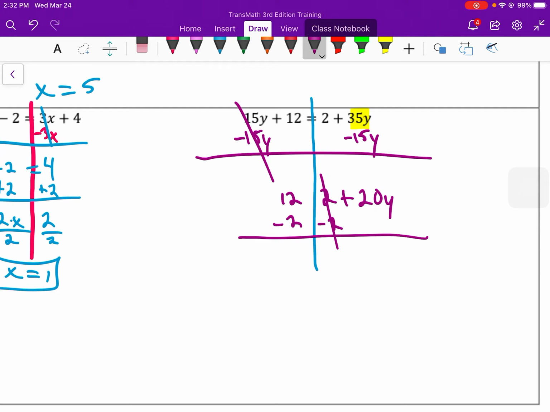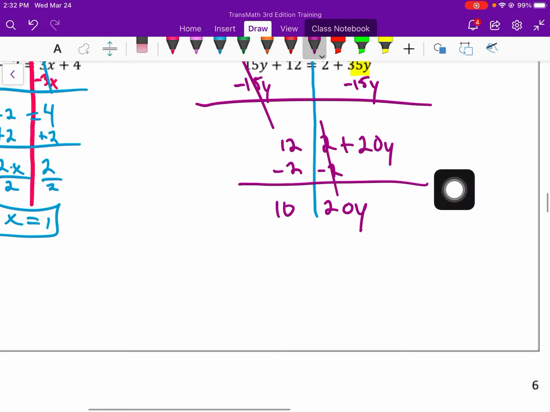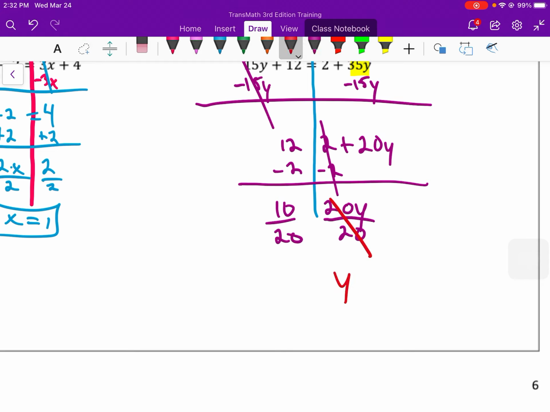That is 0, so we have 10 equals 20y. Again, we can solve for variables other than x, and we can solve for variables that are on both the left and the right side. Now, I'm going to want to divide both sides by 20 to get y by itself. So then we see that we have 1y equals 10 divided by 20.